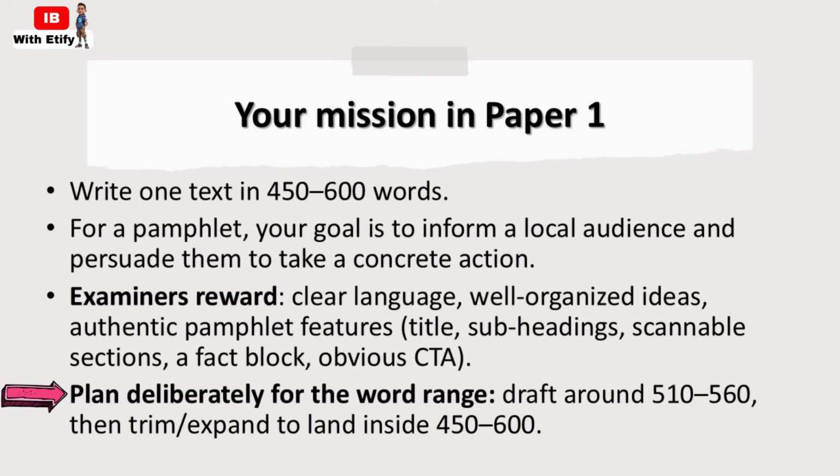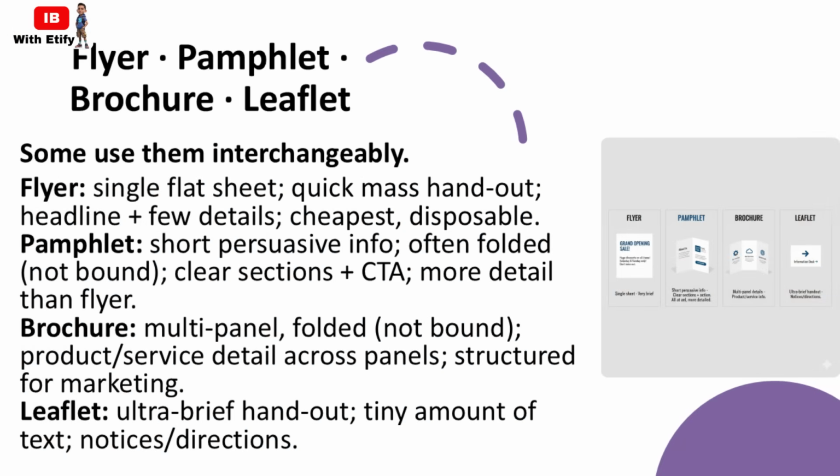Plan with the range in mind. Draft a little long so you have lines to tighten at the end. Before drafting, place pamphlet alongside nearby text types. A flyer is a single flat page with the bare essentials. A pamphlet is still short but designed to persuade and to prompt action. A brochure opens across several panels and carries more structured detail. A leaflet is an ultra-brief handout for quick notices.